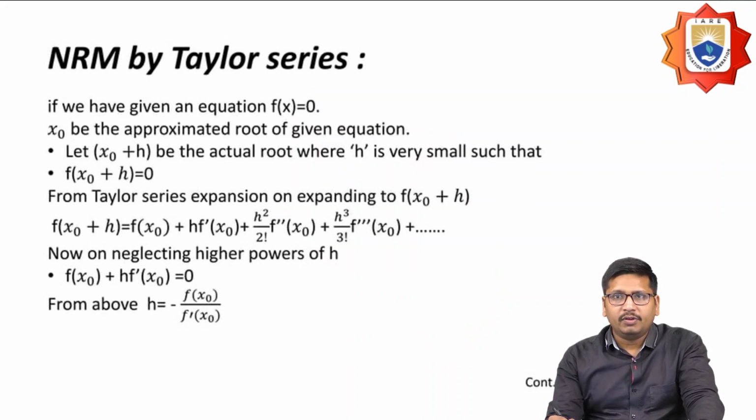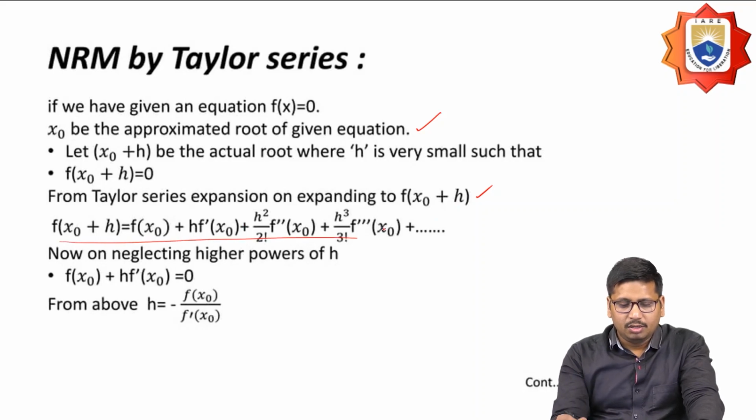So if we have the given equation f of x equal to 0, then let x naught be the approximate root of the given equation. Let x naught plus h be the actual root, where h should be very small, and then from the Taylor series expansion we find the f of x naught plus h value. So this equation should be f of x naught plus h into f dash of x naught, plus h squared by 2 factorial f double dash of x naught, and h cube by 3 factorial f triple dash of x naught.